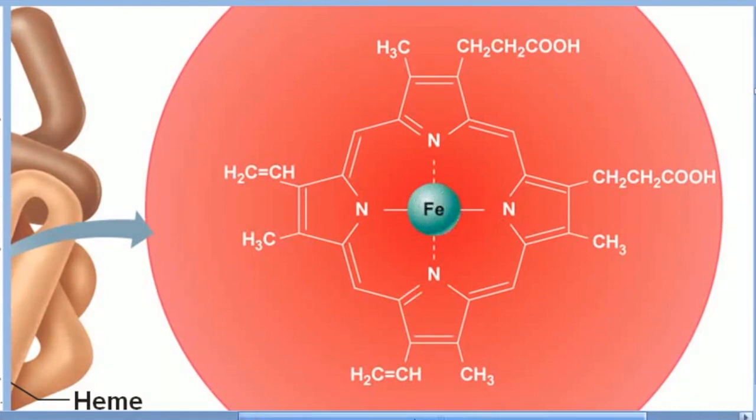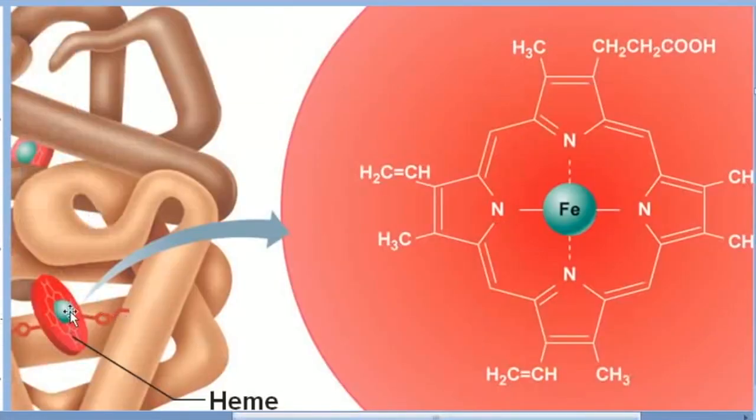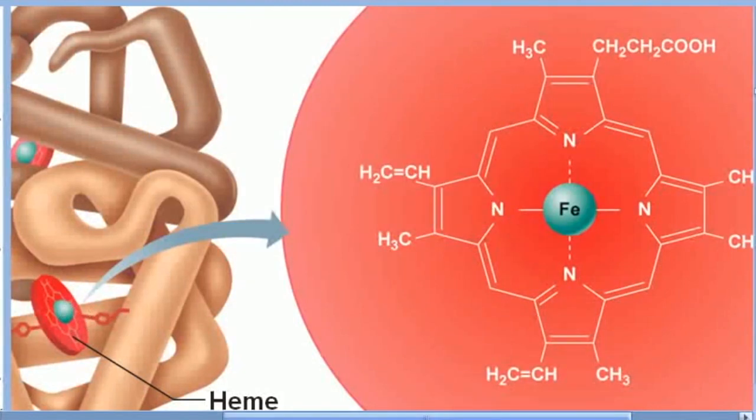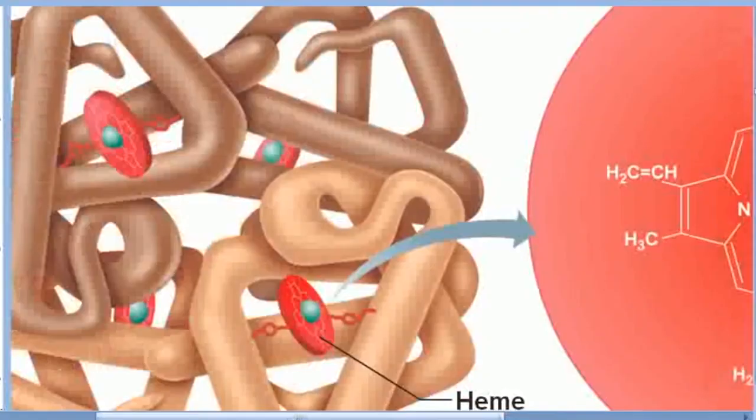Each one of these carries one iron in the center. You want to take a wild guess what that iron does? That's the part that carries oxygen. The iron-containing heme group is the oxygen carrier. It carries it on the iron. And this is how much it carries.